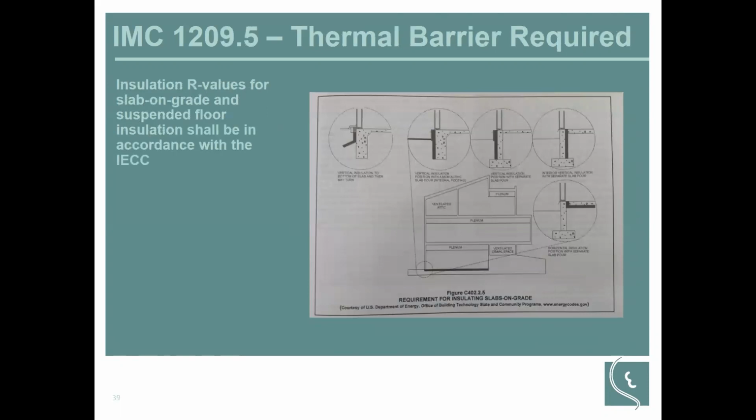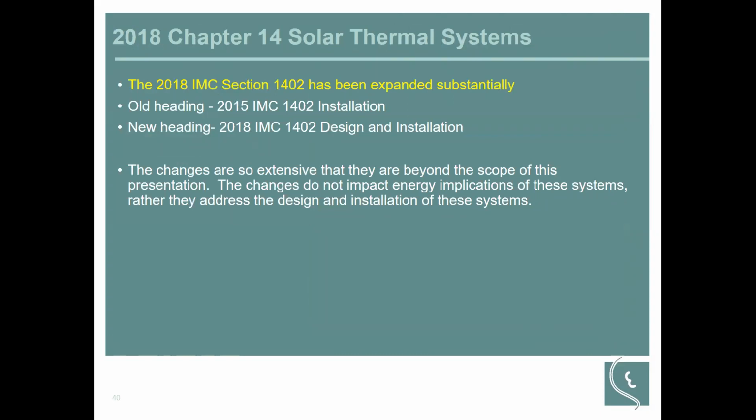And here in the illustration, you can see the Department of Energy has come out with several different illustrations as far as how you might meet that requirement. So the IMC Chapter 14 Solar Thermal has been greatly expanded. Previously, it was called just installation, and now for the 2018 version, they're calling it design and installation. So as you can imagine, those 2 little words, design and, really greatly expanded the scope of this chapter. But we're not going to necessarily discuss that in this presentation, but wanted you to be aware of some of these more major expansions of the code.